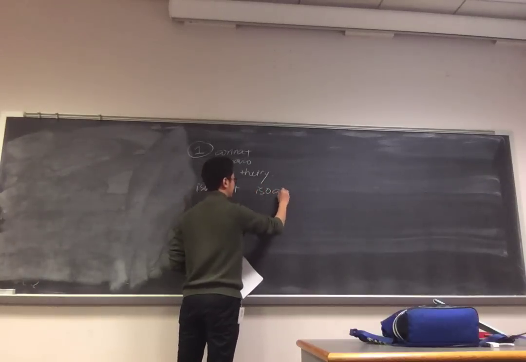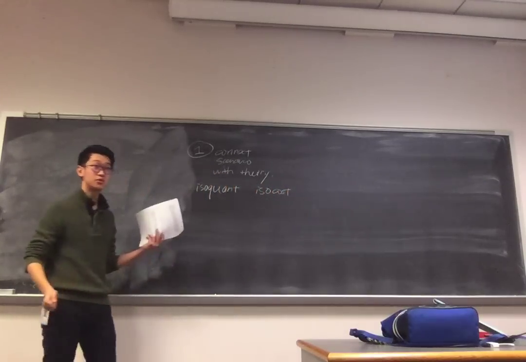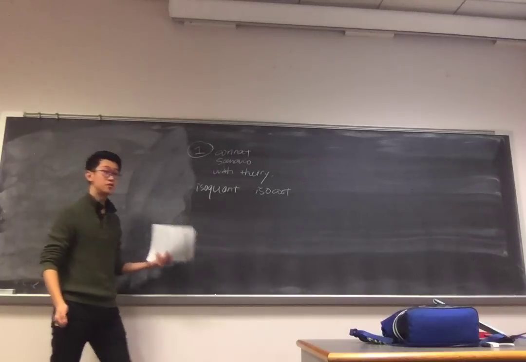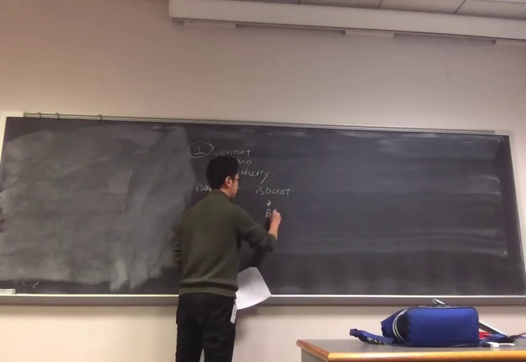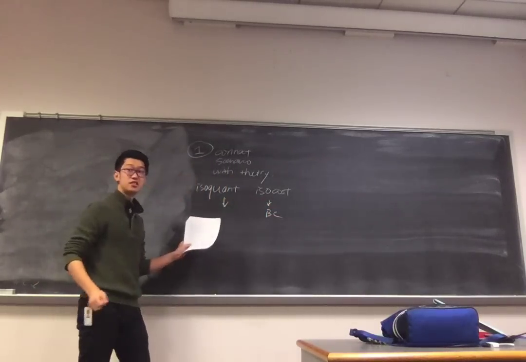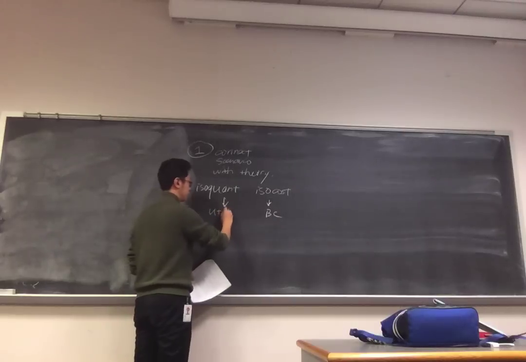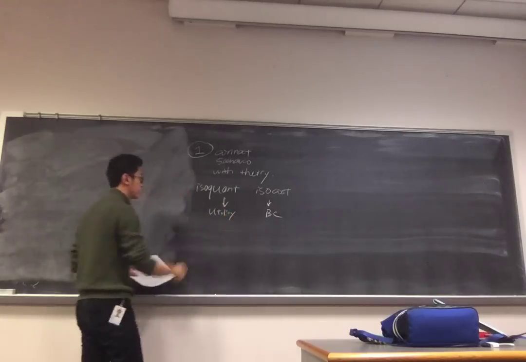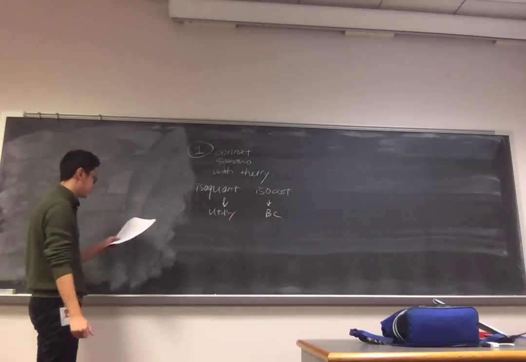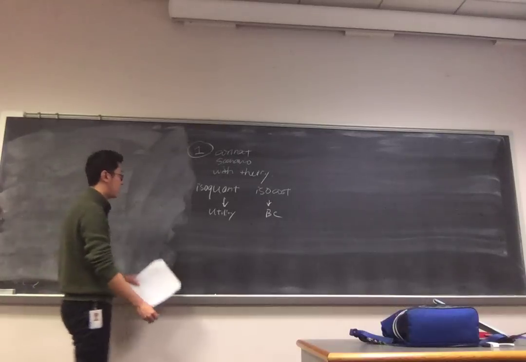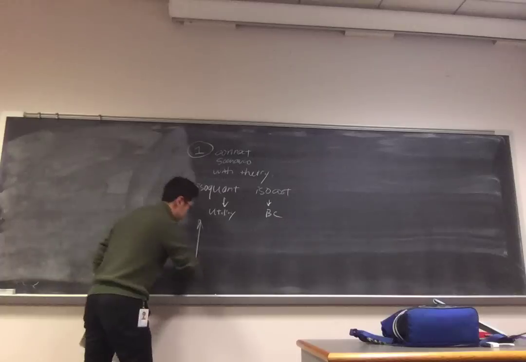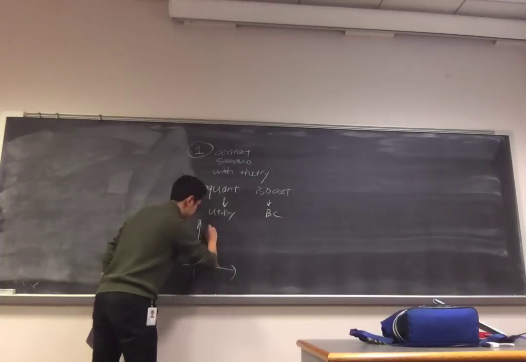So which one is the budget constraint? Which one is the utility curve? The budget constraint is the iso-cost. This is the budget constraint, and this is the utility curve. If you compare this to these two things, you can easily get the idea of how this graph looks like. So first, it should be a graph like this.